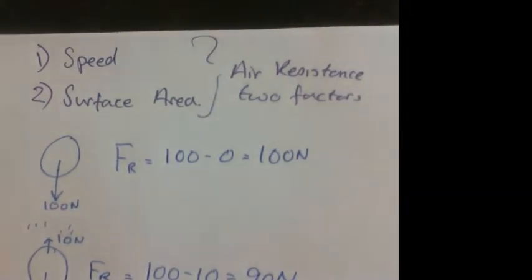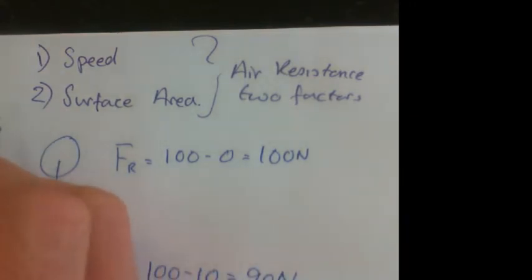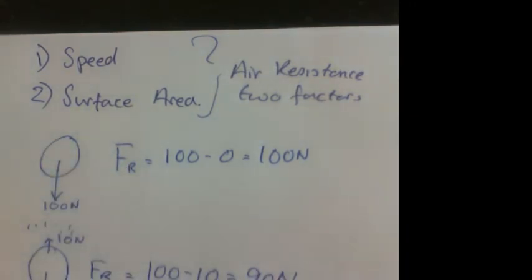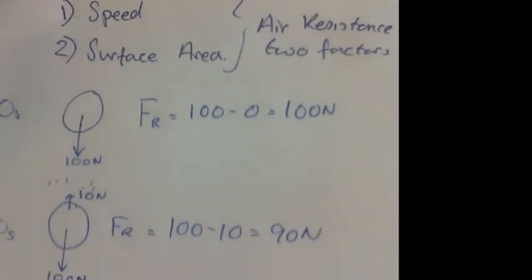They're the two factors that affect air resistance. And then obviously terminal velocity has a third factor, and that third factor is going to be your weight. Okay, but air resistance isn't affected by weight, only the speed and the surface area affect the air resistance. So what does that mean?